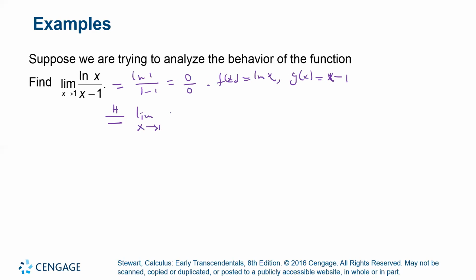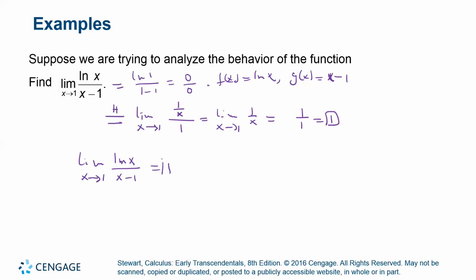the derivative of the denominator goes to 1. What's the derivative of the numerator? This is 1 over x, divided by 1. And that gives me the limit as x goes to 1 of 1 over x. And in this case you can use direct substitution, which will be 1 over 1. And so the answer is 1. Therefore, the limit as x goes to 1 of natural log of x over x minus 1 is equal to 1.